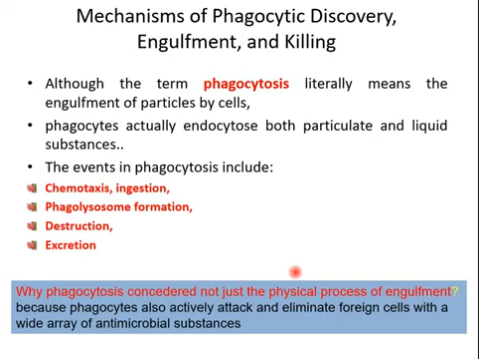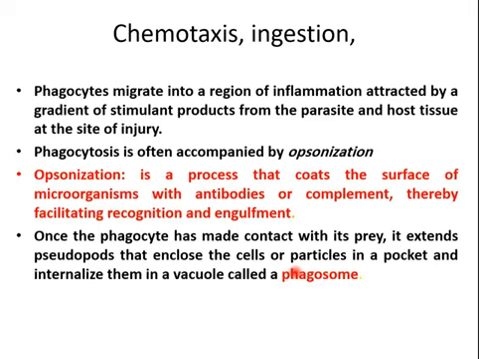We have a question: why is phagocytosis considered not just a physical process of engulfment? Because phagocytes also actively attack and eliminate foreign cells with a wide array of antimicrobial substances. I'll describe these antimicrobial substances later. The first event or first step of phagocytosis is chemotaxis or ingestion.